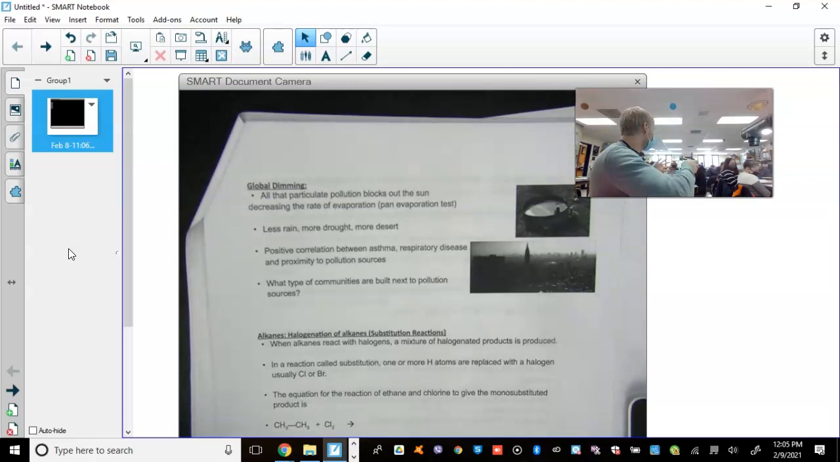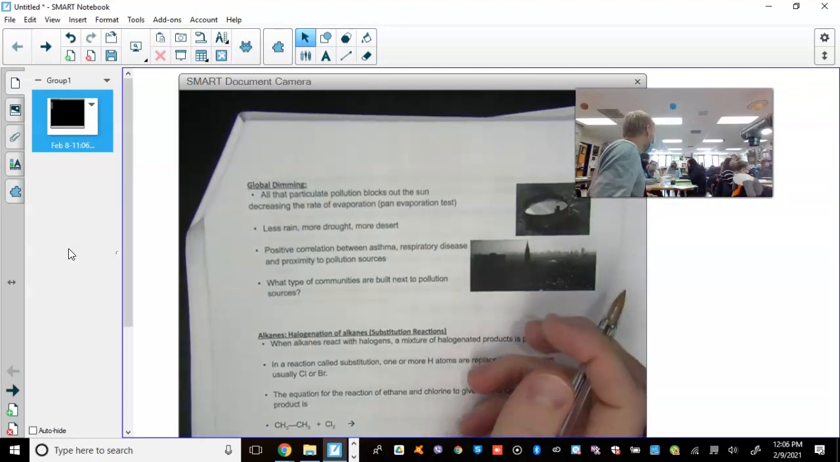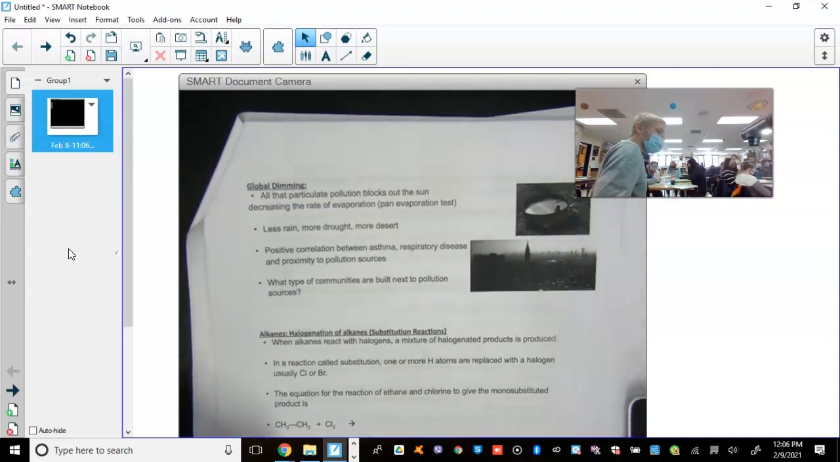What is evaporation caused by? It's not caused by temperature. It's caused by the sun hitting it, exciting the molecules so that they turn into a gas. That's evaporation. So if you have less sun rays coming in, then you have less evaporation. That's what's happening, and that's called global dimming caused by particulate pollution.